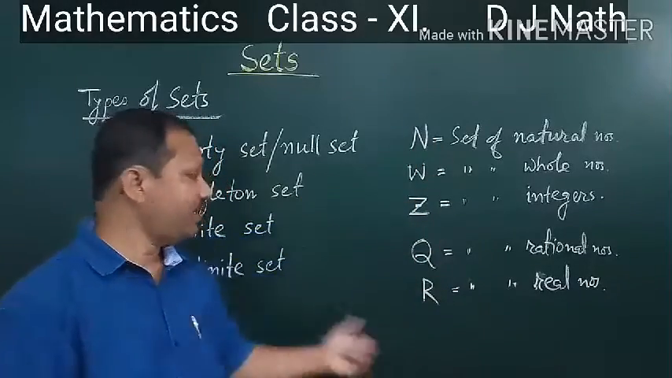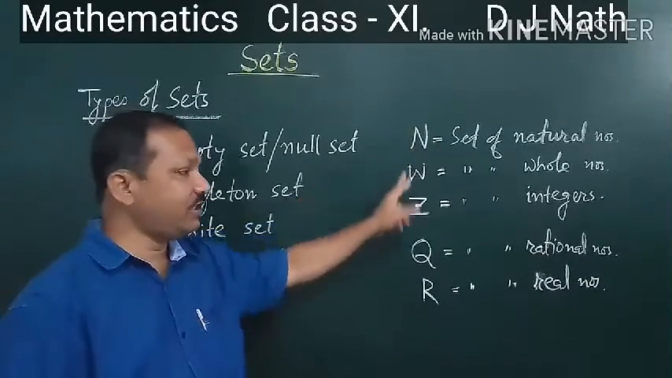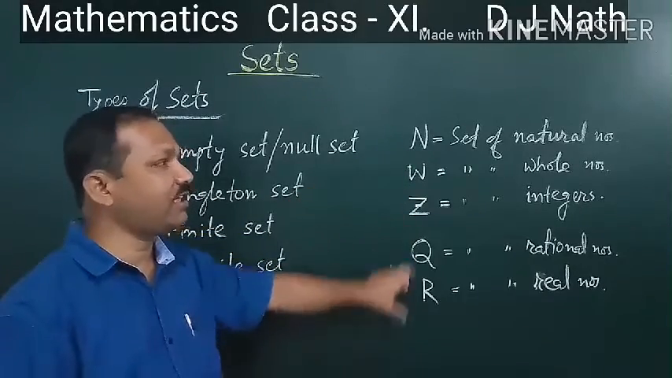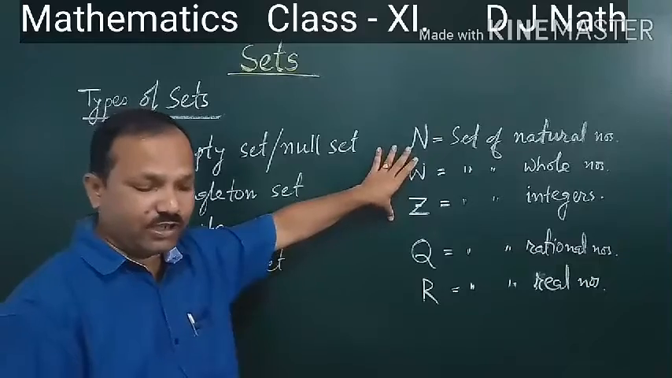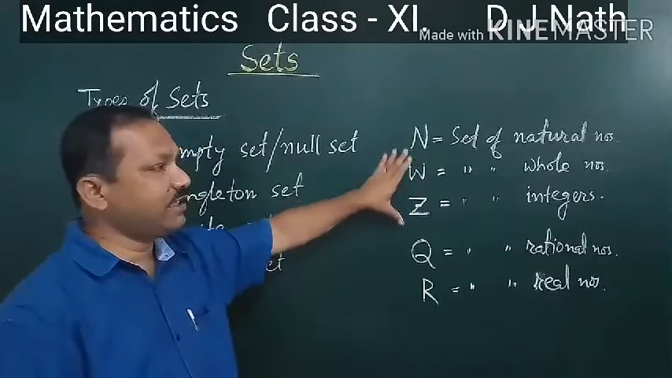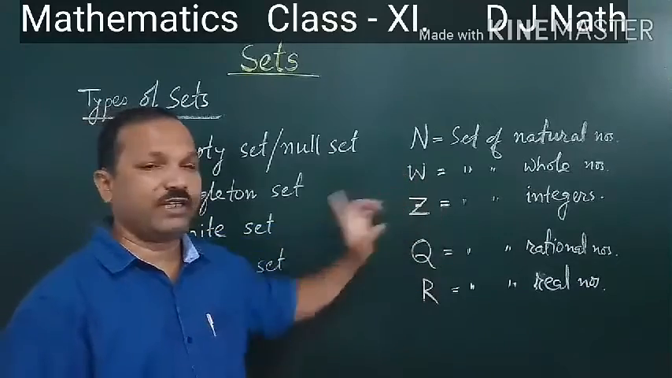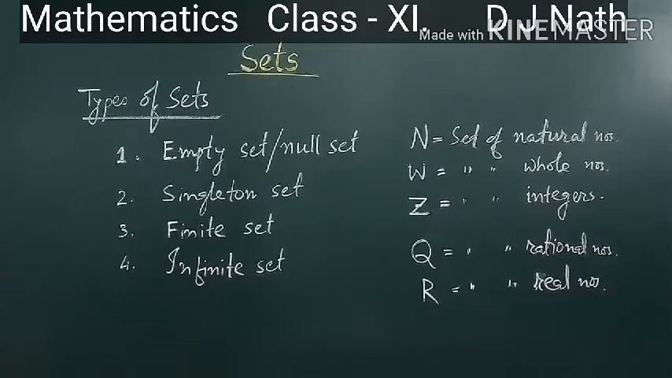These are all infinite sets. But we can represent them with some symbols, that is, some letters we can use to represent those sets. So you have already got these things. You remember that these symbols are representing those sets. Clear? Okay? So next we will see some more things.